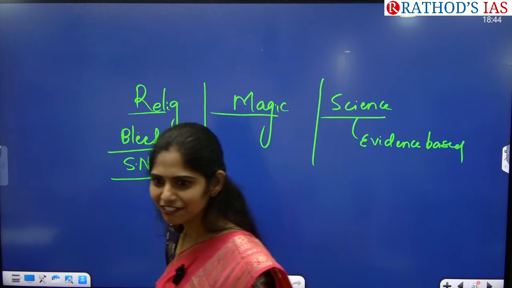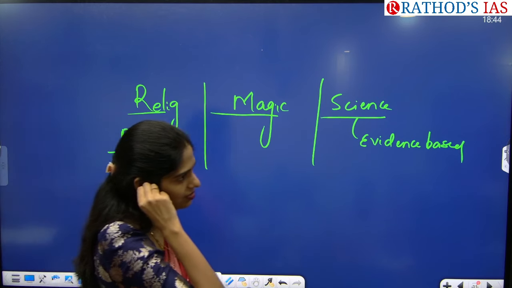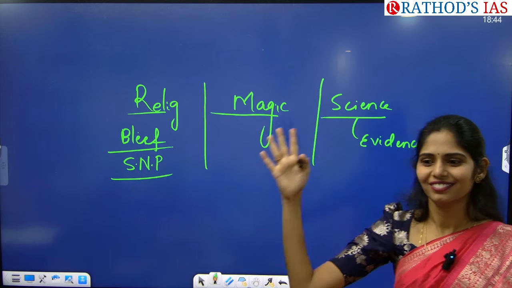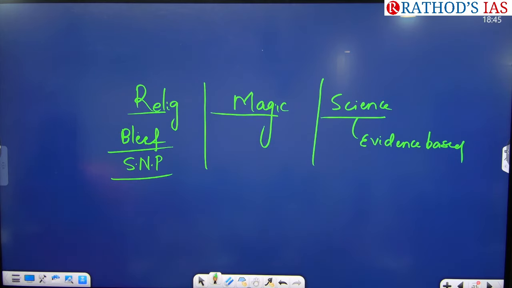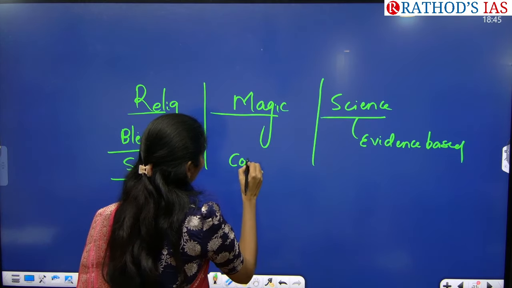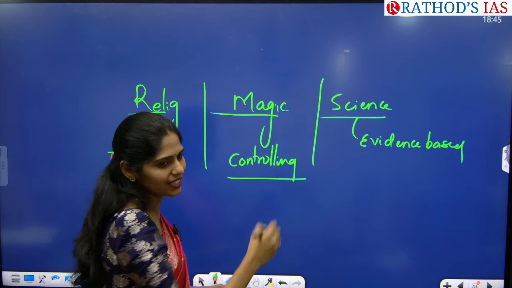What are those Panchabhutalu? Air, water, fire, land, earth, sky. So, have you seen that movie, Damarukam? In that movie, what do they show? Controlling of these supernatural powers, right? So, magic is about controlling of supernatural powers.